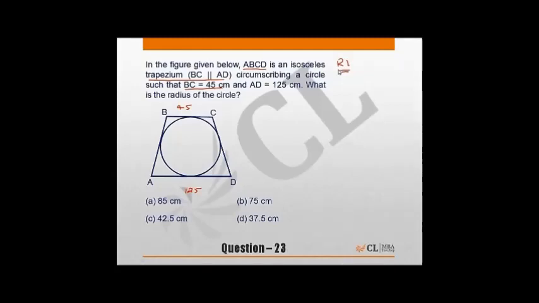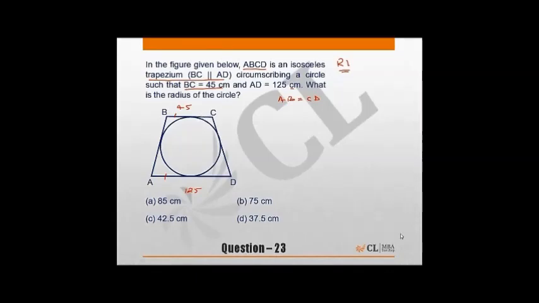Okay. Now in this case, we have two things given to us. That the trapezium is isosceles. If it's an isosceles trapezium, that means AB should be equal to CD, the non-parallel sides have to be equal. We are also told that BC and AD are parallel, and we have been given the length.